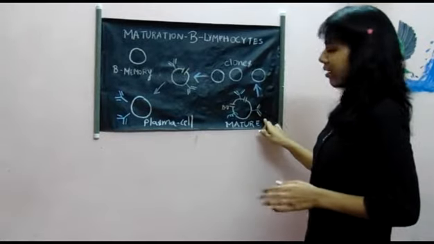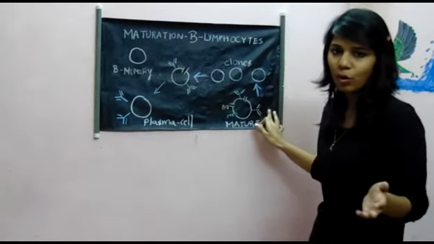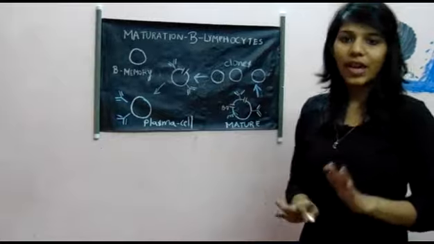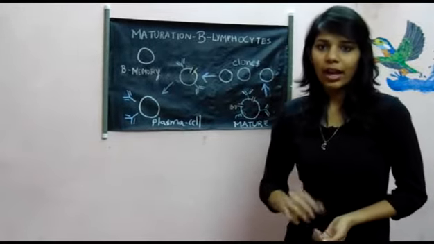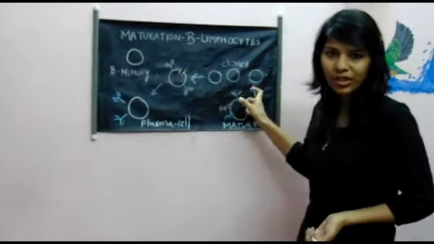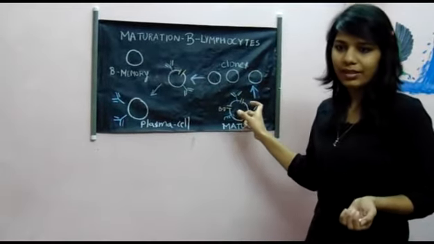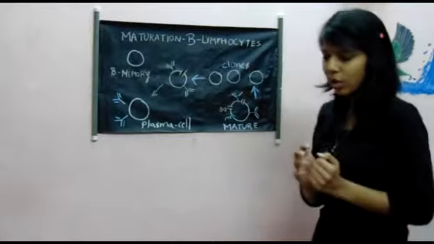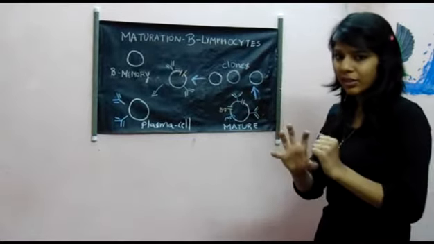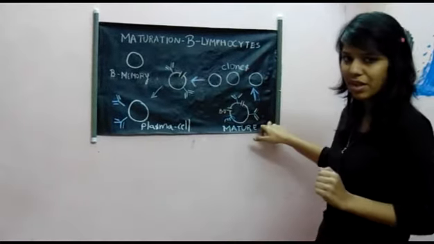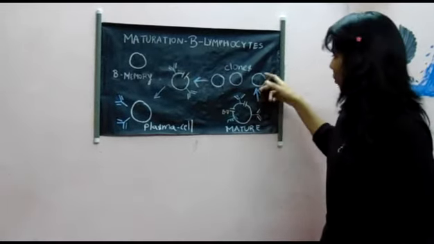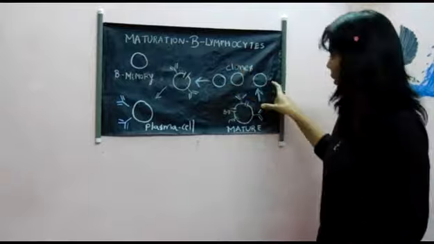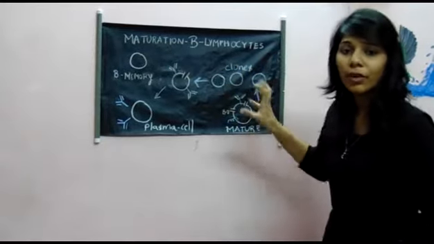When these mature B cells are transported into the secondary lymphoid organs, they remain in this mature B cell stage unless and until an antigen is presented to them by the antigen presenting cells, for example, macrophages. So if an antigen has just been presented to these mature B cells, they will start dividing and form clones of themselves, and multiple copies of this mature B cell will be formed.